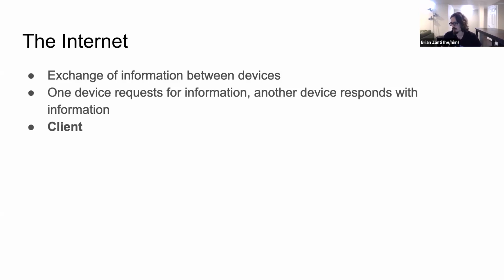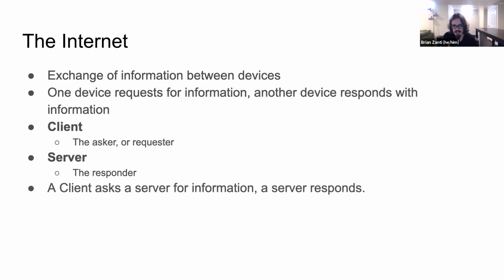The asker of the information is the client. The asker or requester, I would also say the initiator, initiates this process. And the server is the responder. They're the ones that receive the ask and respond to it. So the basis of the internet: we have devices connected, and one device wants to get some information from another device. So one device acts as the client. They ask the server for some information, and the server responds.